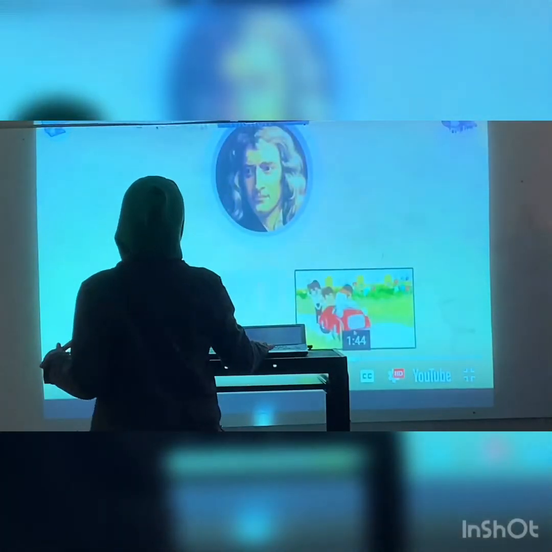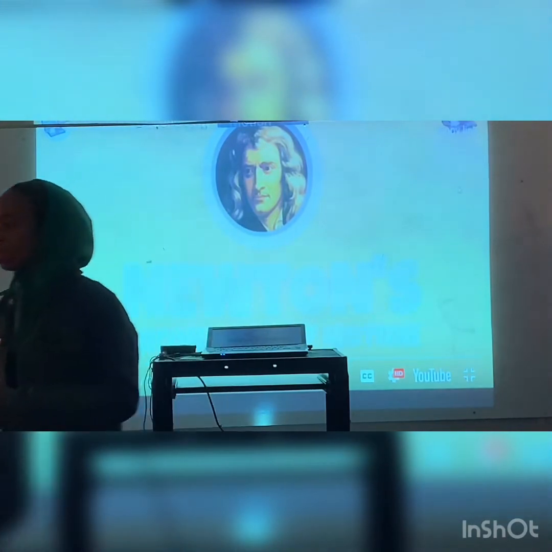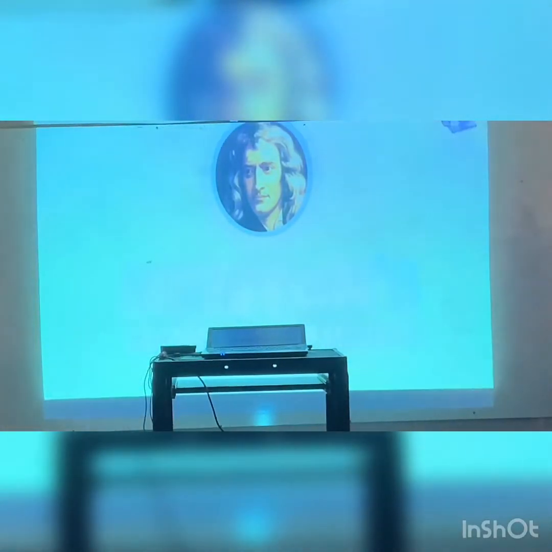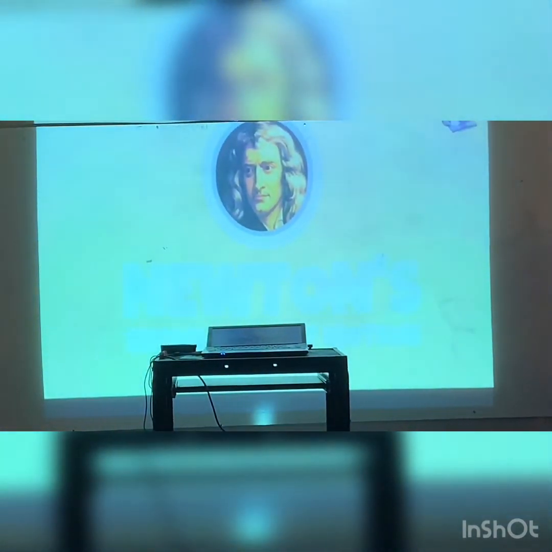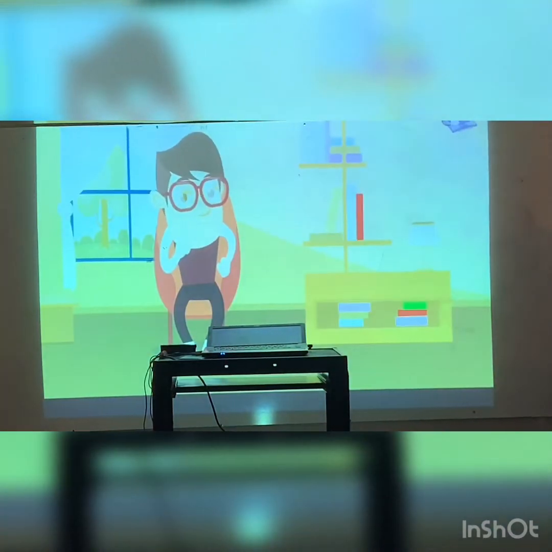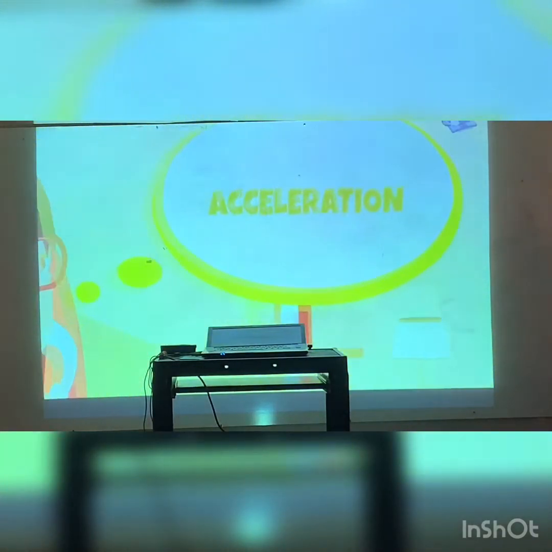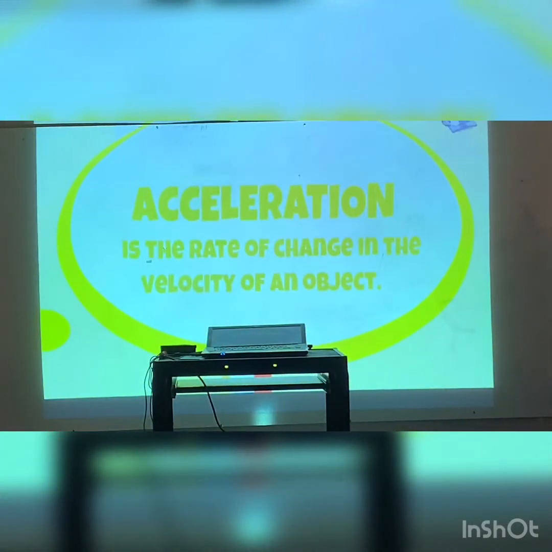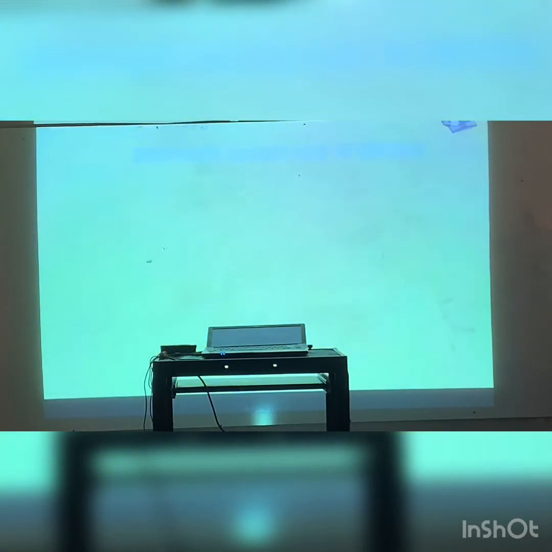Let's learn Newton's second law of motion. Before understanding Newton's second law, you must know about acceleration. It is the rate of change in the velocity of an object. The second law of motion states that the greater the mass of an object, the more force it will take to accelerate the object.